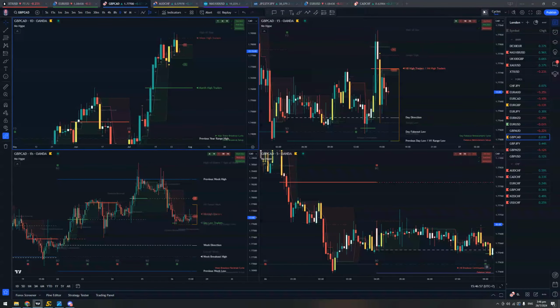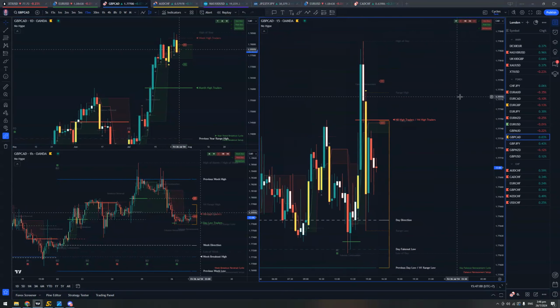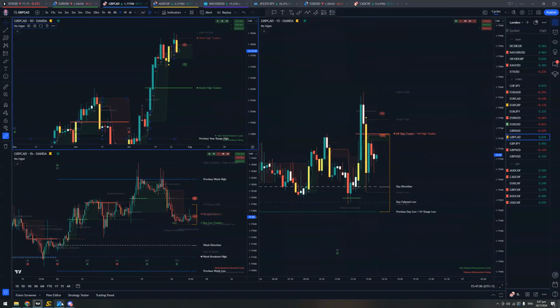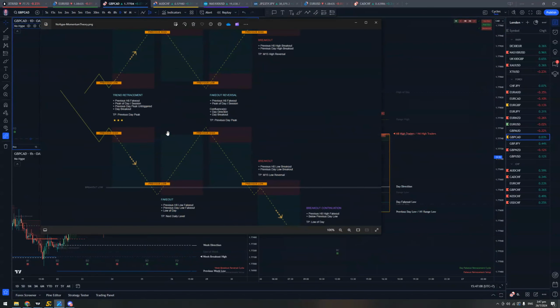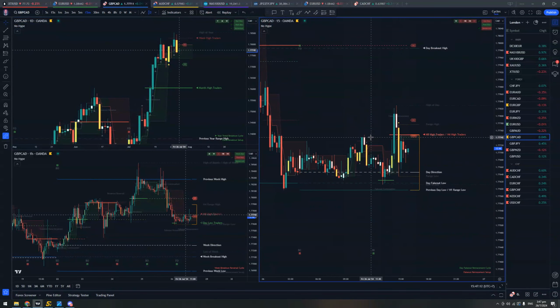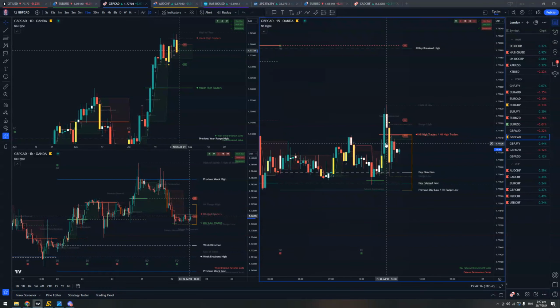So the setup for this is exactly the same as the trend day signals, which is I trade the trend retracement setup. So today, London Open, 2 p.m. here, push up, broke above the previous H8 high, fake out bar, and then take it down. Target is previous day low.